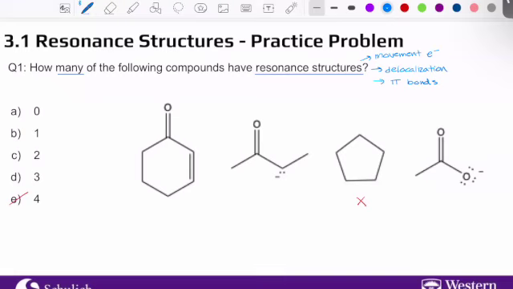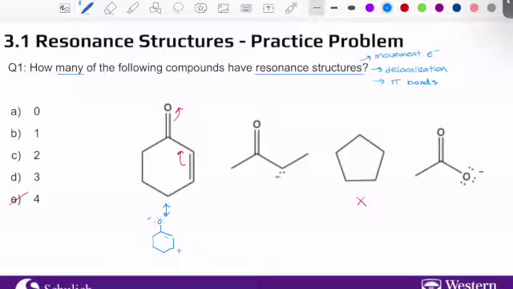Okay, so looking at the first compound, we see that it does contain pi bonds, and that is one criteria required for resonance structures. So if we were to treat these pi bonds as a lone pair, we actually can have delocalization about the pi bond, causing a resonance structure as follows, which would give rise to a resonance structure as such.